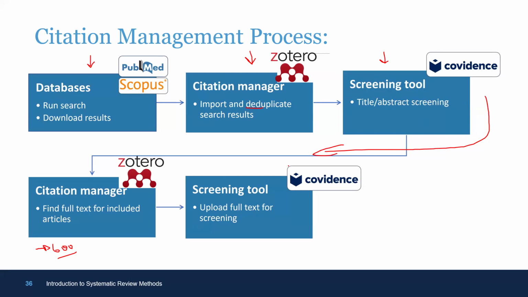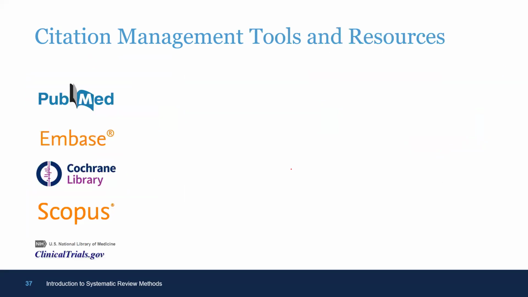How do I screen? How do I exclude an article? How do I include an article? I'll tell you that. So here I've showed you the citation management tools and resources we're going to talk about. But I've tried to show you different databases that we usually search from. We search from Web of Science, Scopus, PubMed, and those are all possible databases.